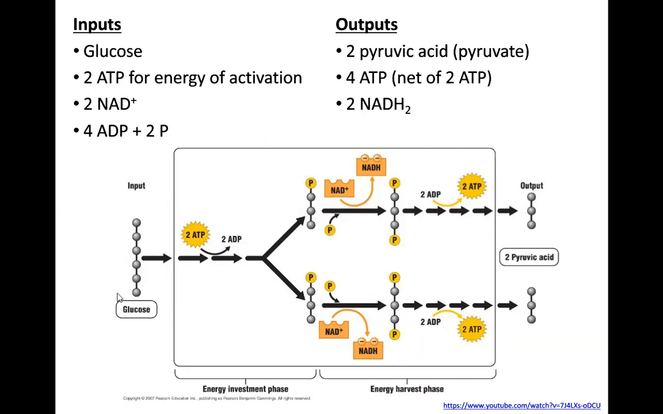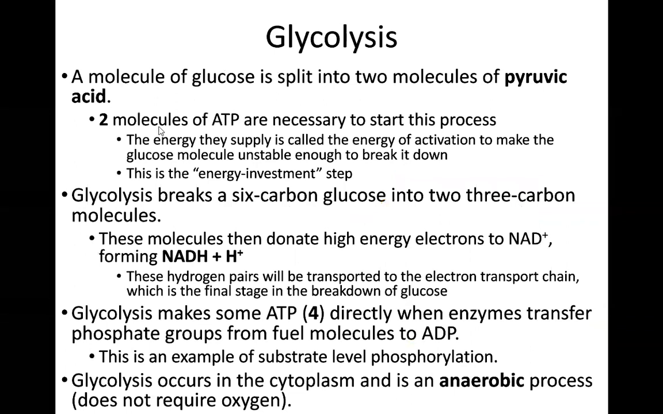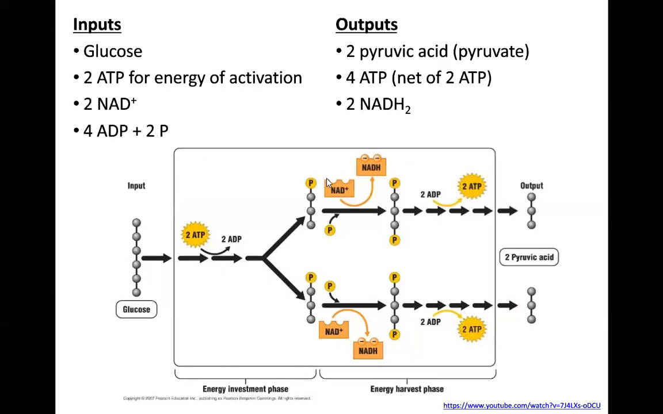Another energy input, which we call the energy of activation, is 2 ATP. This is what starts the process. That's why we call it energy of activation; it's activating the process. It makes glucose unstable, and it's basically going to break it in half, because a phosphate from each of those ATPs is transferred to the glucose. And through some different things, the glucose becomes unstable and it breaks into 2, 3 carbon molecules. 1, 2, 3, 1, 2, 3.